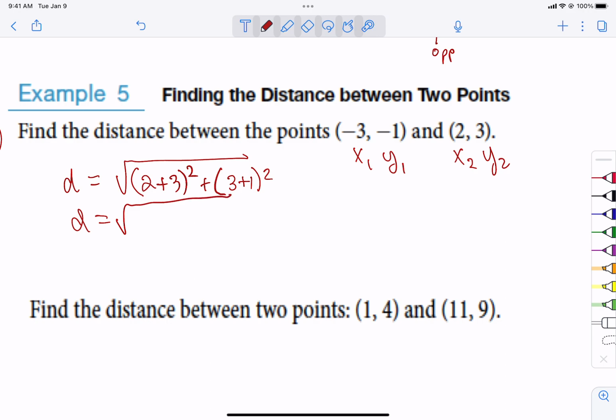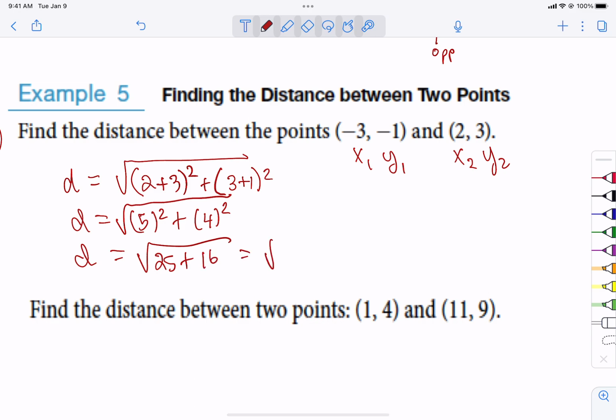2 plus 3 is 5, so that's going to be 5 squared. 3 plus 1 is 4, so that's going to be 4 squared. 5 squared is 25. 4 squared is 16. So that is going to be the square root of 41. Now, my suggestion is, that is the correct answer. You know, we're done. But always just make sure that you can't reduce it.